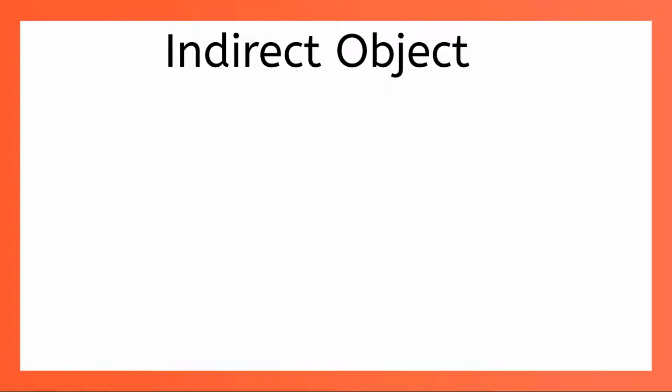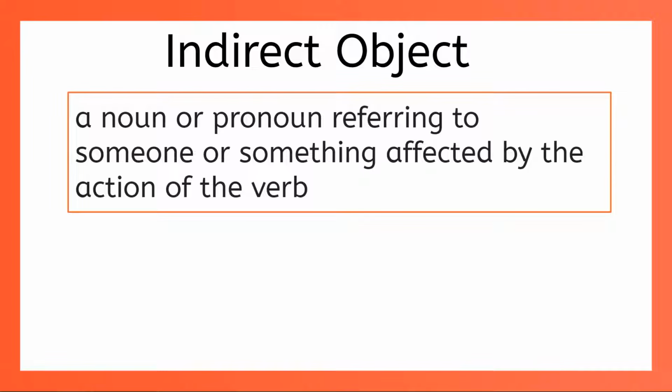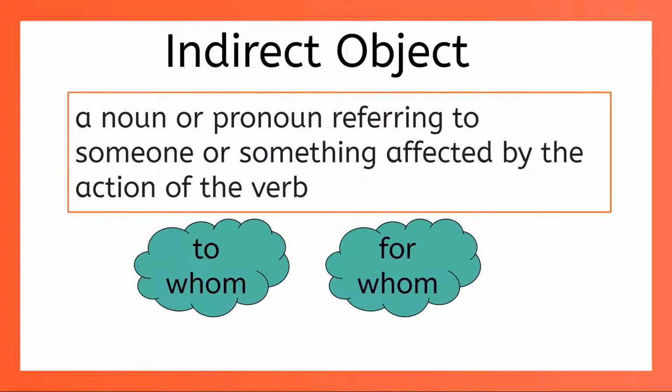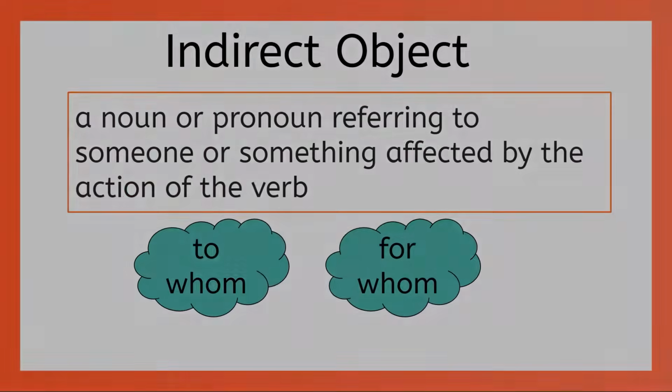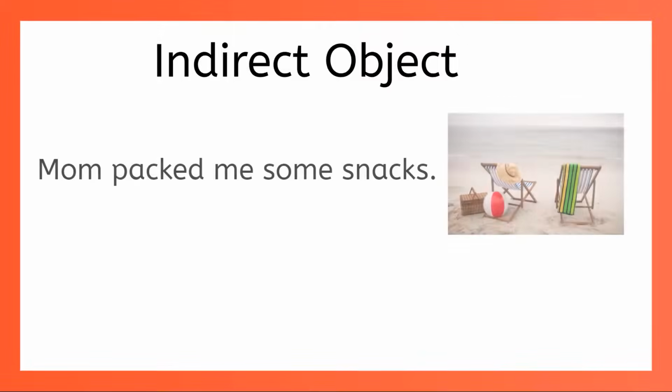An indirect object is a noun or pronoun referring to someone or something affected by the action of the verb. Or sometimes we just say to whom or for whom the action was done. So if I said, "Mom packed me some snacks," then the pronoun me would be the indirect object. Get it? The snacks are the direct object because they are the things that were packed. But the snacks were packed for me.